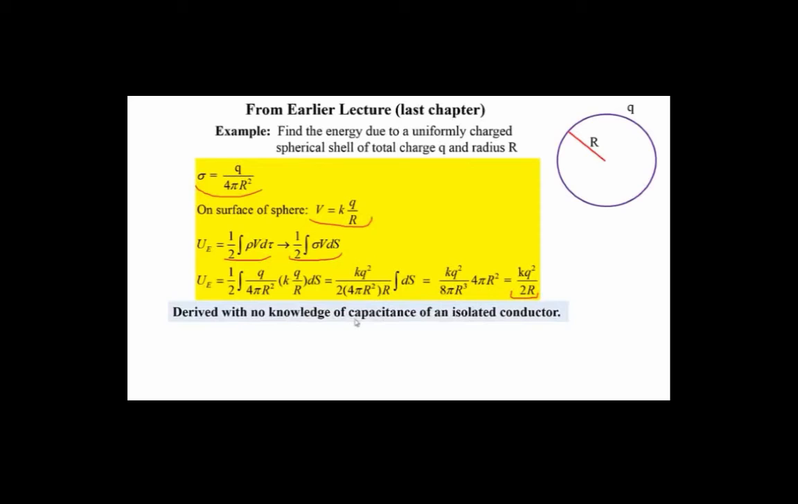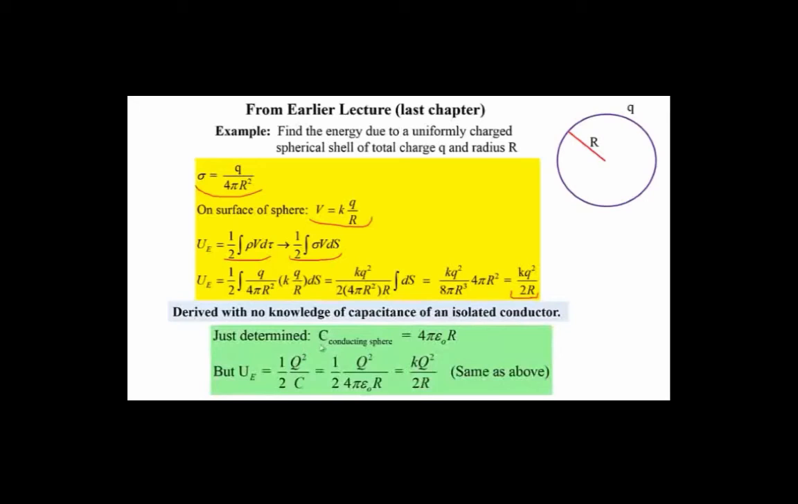This was derived with no knowledge of capacitance of an isolated conductor. Now we know the capacitance of the conductor. So this is the sphere, and here's our value, 4 pi epsilon naught r. Use one of our equations. Let's use this one right here. It's 1/2 q squared over C. C is 4 pi epsilon naught r, so we put that down here. Here's our q squared, and just crank and grind. 4 pi epsilon naught here is a k. 1 over this is a k. So we end up with kq squared over 2r. If you forgive capital versus little q, you can see that those are the same.